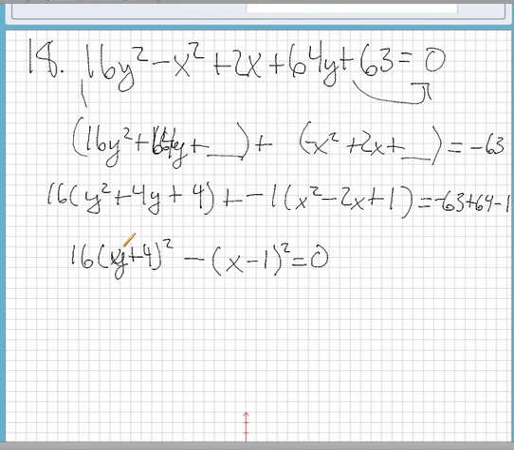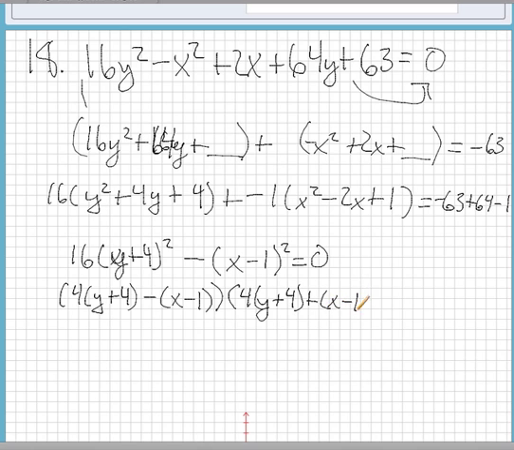So to do this, we're going to factor this using the difference of two squares, where this is the first square and the square root of that is actually 4y plus 4. And then the minus, we'll do the minus first. The square root of that is just x minus 1. And then it's going to be times the square root of the first one, and then plus this time. So it's the same thing as the difference of two squares. This is all still equal to 0.